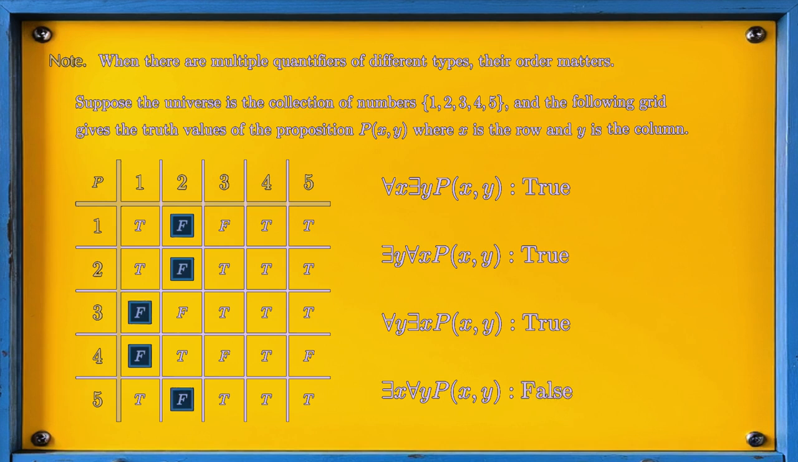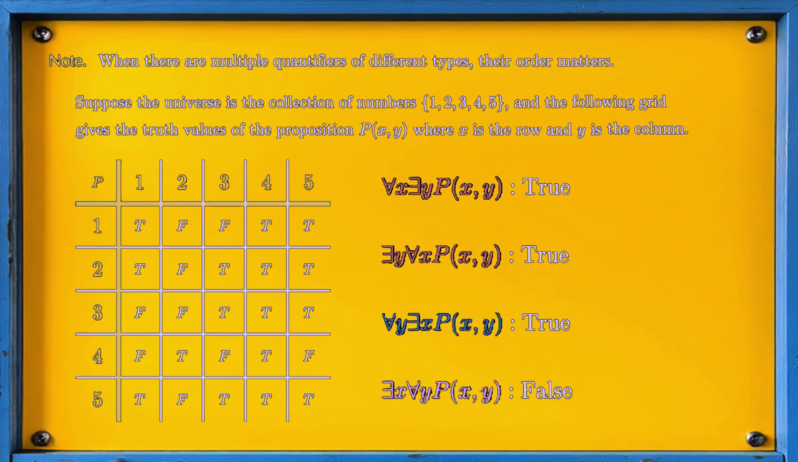Just to recap, the first two propositions were both true, even though the order of their quantifiers was different, but they were true for very different reasons. The second two quantified statements listed were actually different. One was true and one was false, so the order of the quantifiers clearly matters.